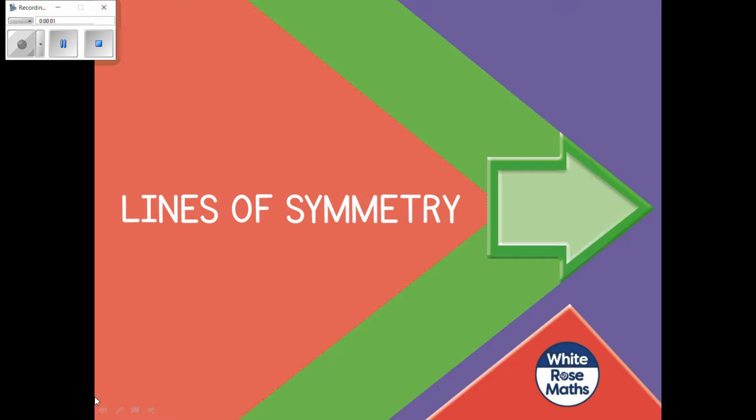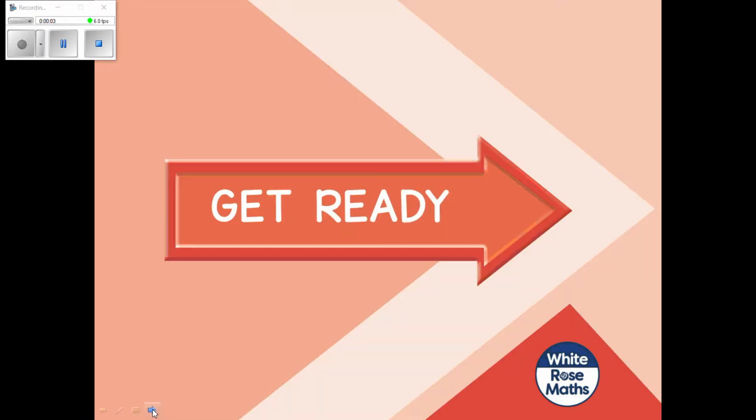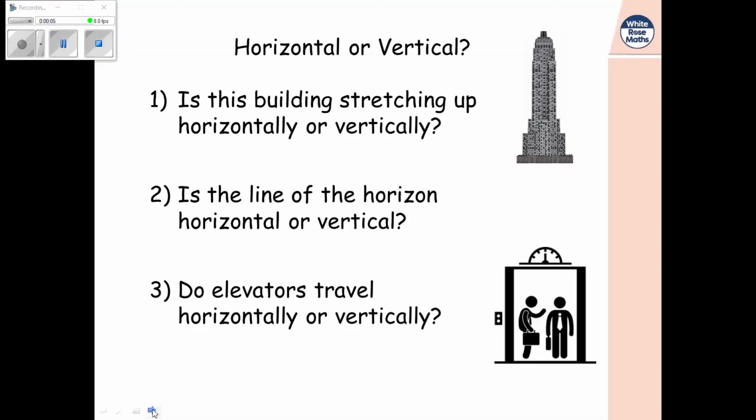A line of symmetry can be either horizontal, so that is going from left to right, or it is vertical, which is going up and down. I will touch upon this a lot more in our video coming up, so let's get ready for our warm-up. Lines of symmetry. Let's get ready.